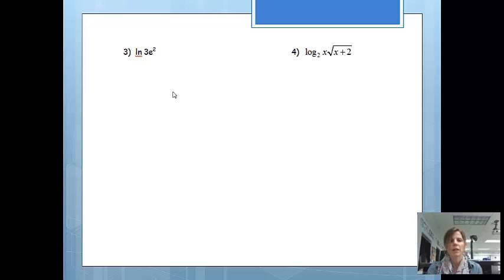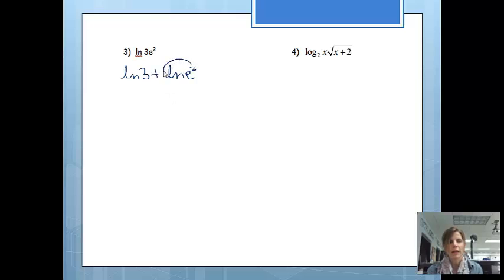All right, let's try some more. Okay, this next one, you might be tempted to bring that squared out front right now, but the problem is the squared is only on the e, so we need to separate it first. So since this is multiplication in between the 3 and the e squared, I'm going to rewrite this as the natural log of 3 plus the natural log of e squared.